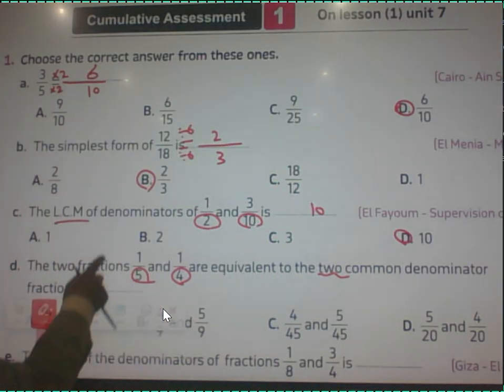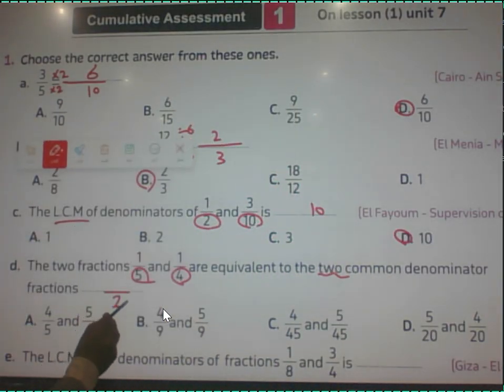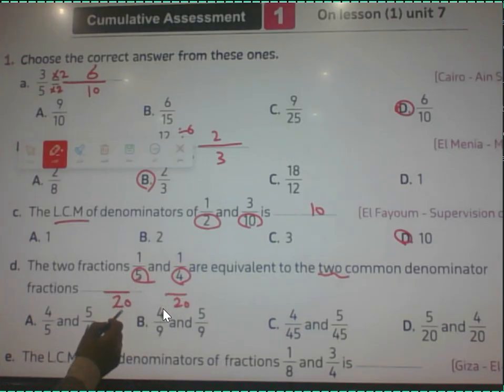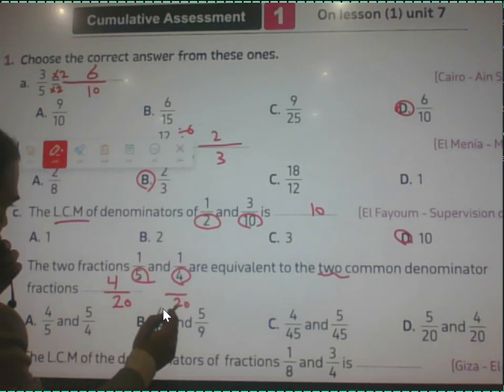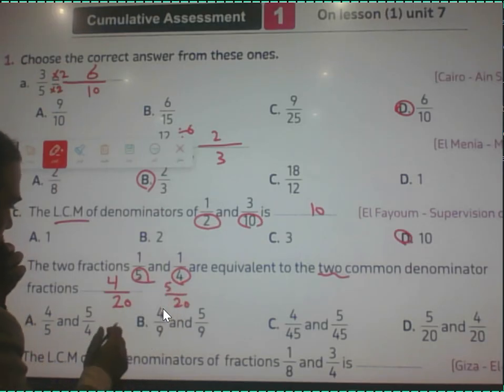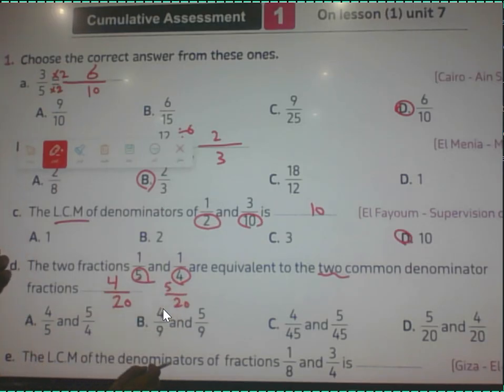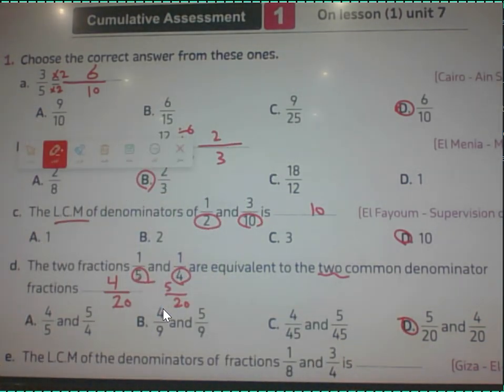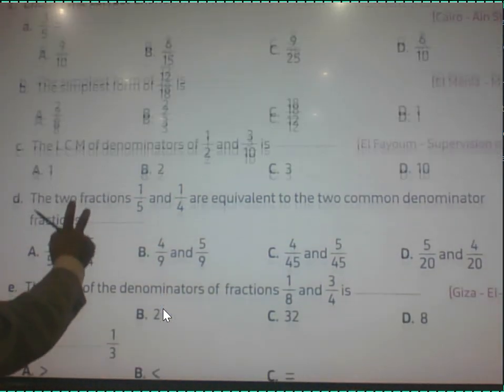Then we can write 20 down in the first and 20 in the second. Ask yourself, 5 times what equals 20? Multiply by 4. Then 1 times 4 equals 4. And 4 times 5 equals 20, then 1 times 5 equals 5. Then we have 4 over 20 and 5 over 20. Choose letter D. Understood? Next question down.